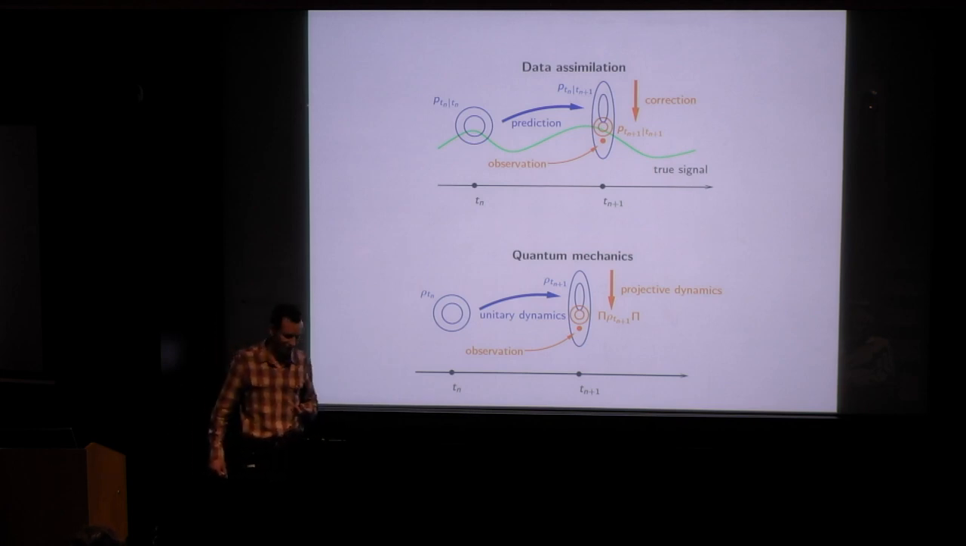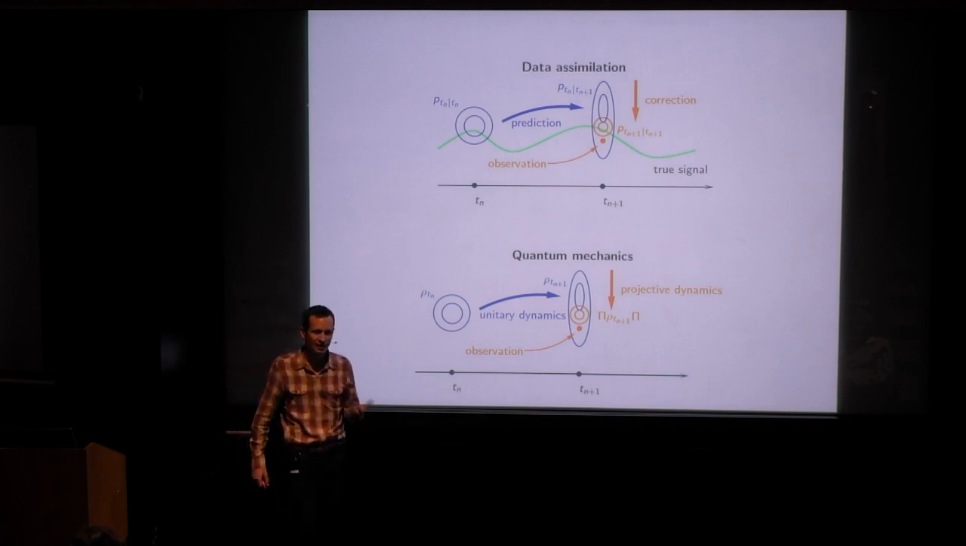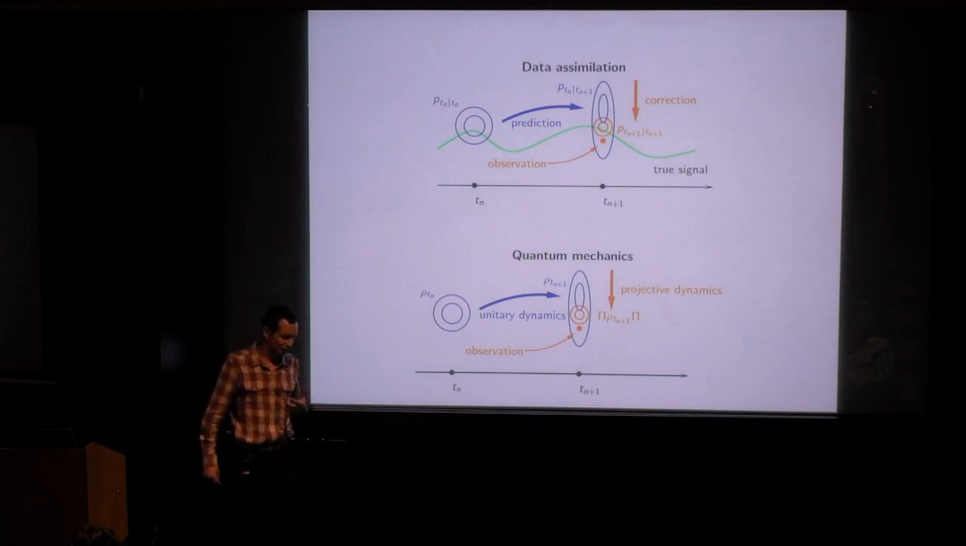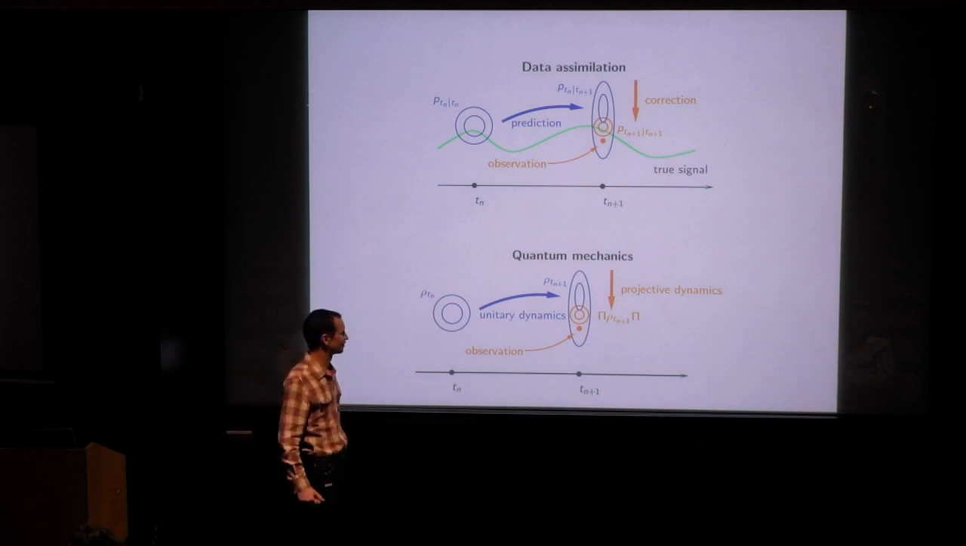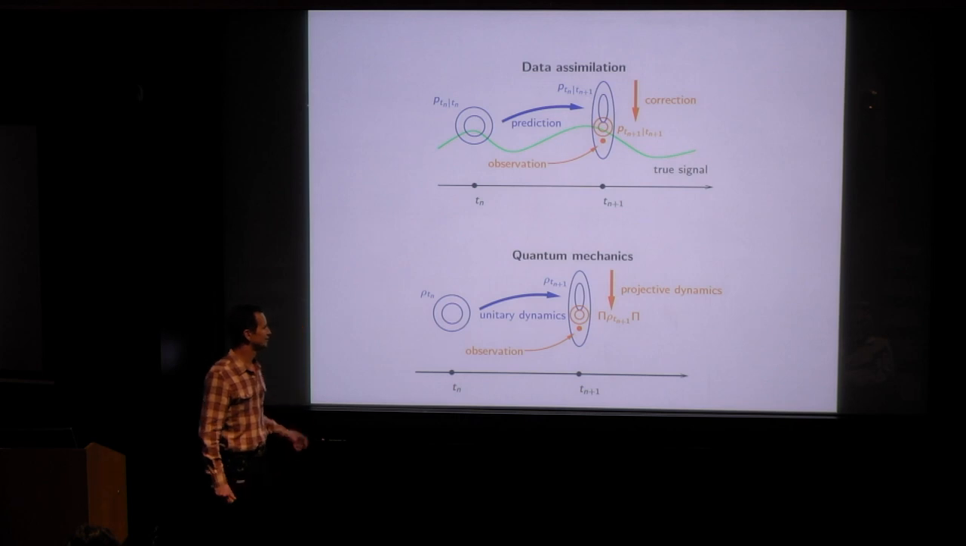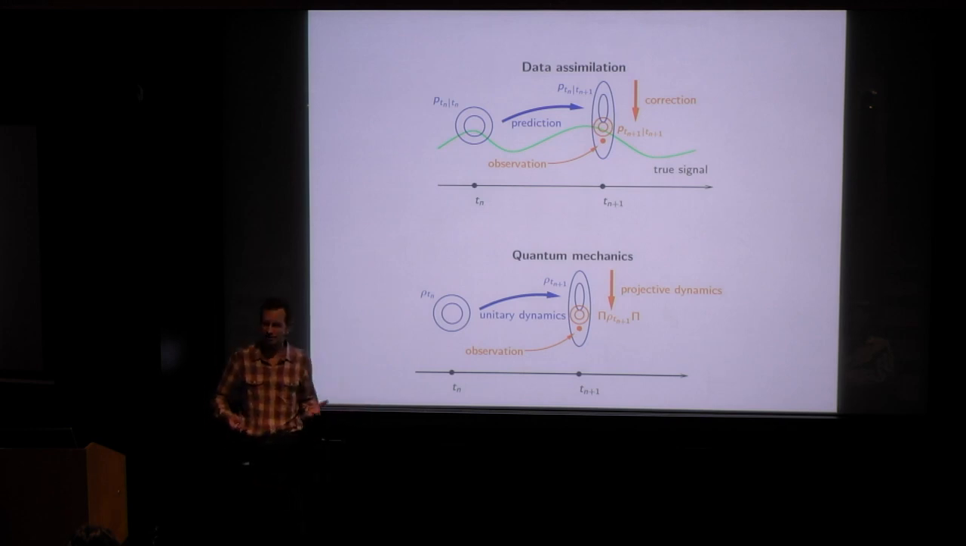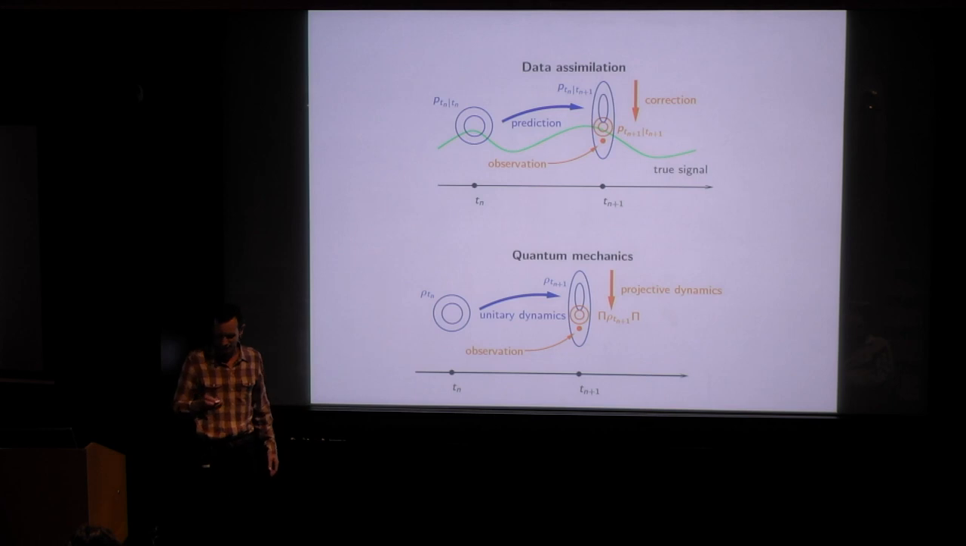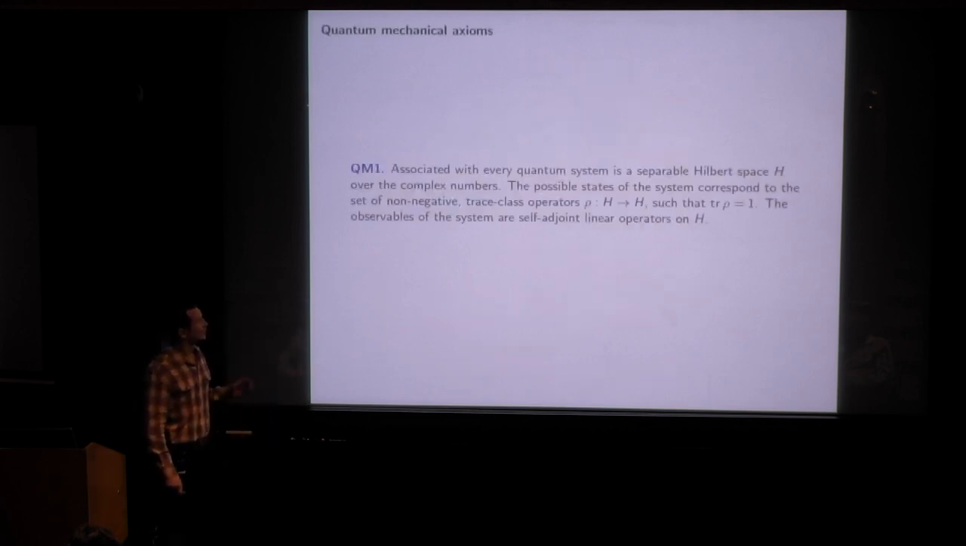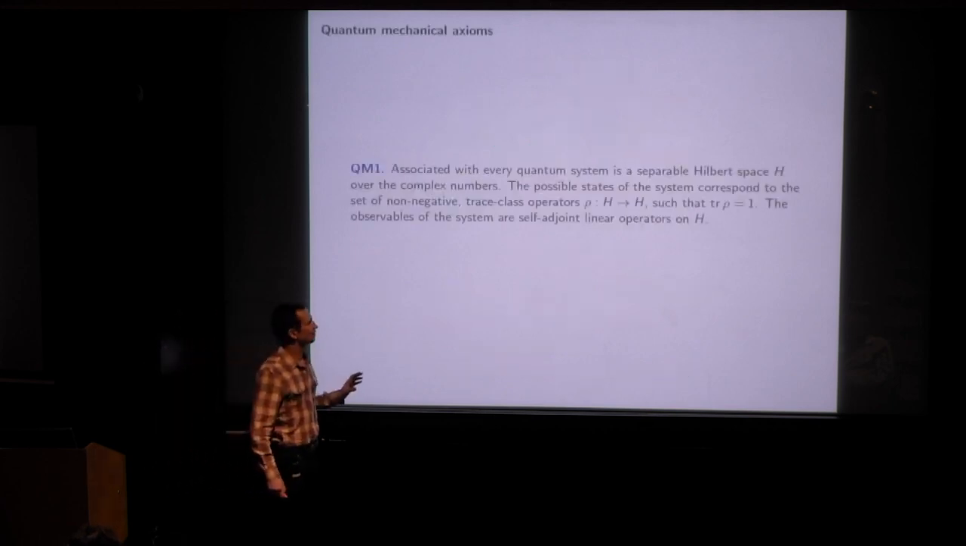And this will be done using some ideas from dynamical systems theory, in particular Koopman operators. And one nice outcome of this is that the resulting framework is also very amenable to data-driven implementation using machine learning techniques. I will talk about that a little bit. Okay, so I want to start by reviewing very briefly the axioms of quantum mechanics.